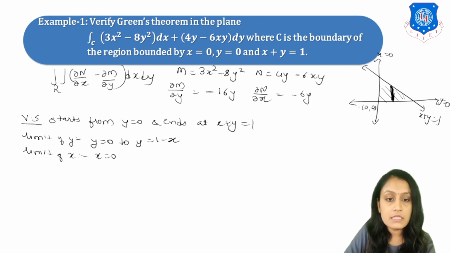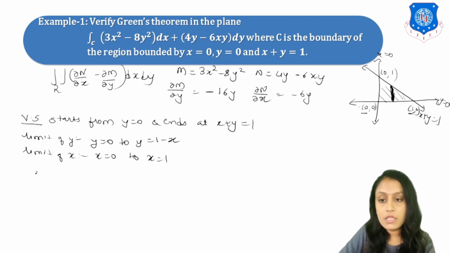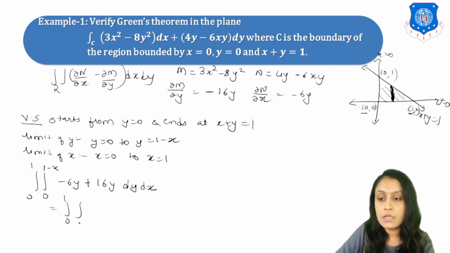Okay, now we know that this is 0 comma 0, 1 comma 0 and 0 comma 1. So x varies from 0 to 1. So the limit of x is what? x is equal to 0 to x is equal to 1. Substitute the limit, so you will get 0 to 1 minus x, 0 to 1. Okay, now del n by del x, this is minus 6y. Okay, minus 6y minus minus, it will give you plus 16y. Okay, here dy dx. Clear? Now let's simplify this. So this is double integration 0 to 1, 0 to 1 minus x, 10y dy dx.